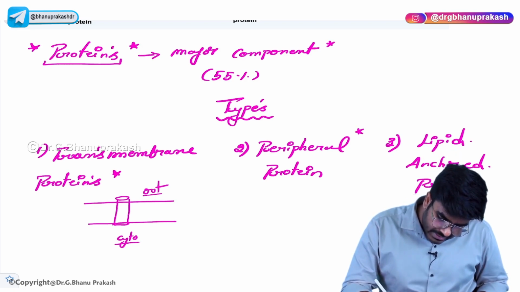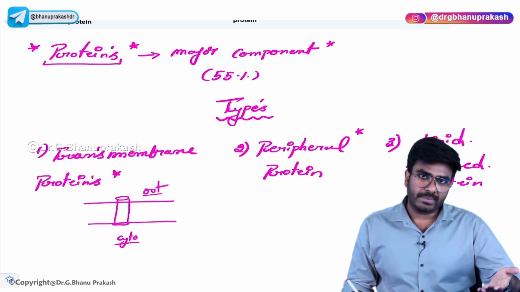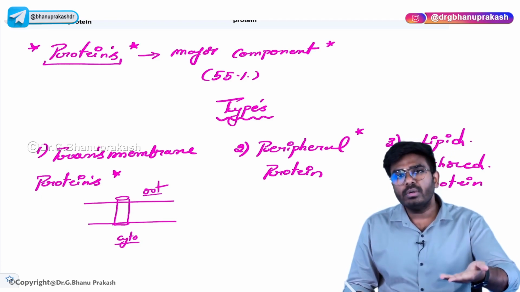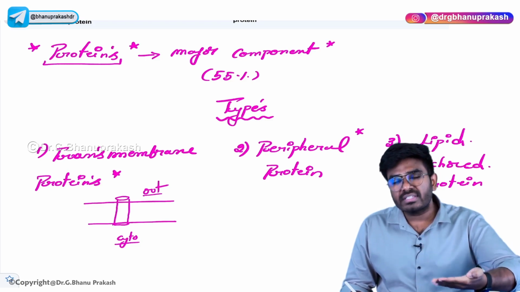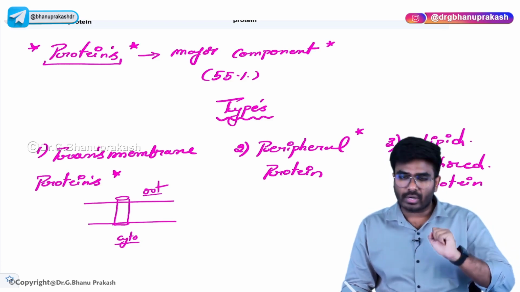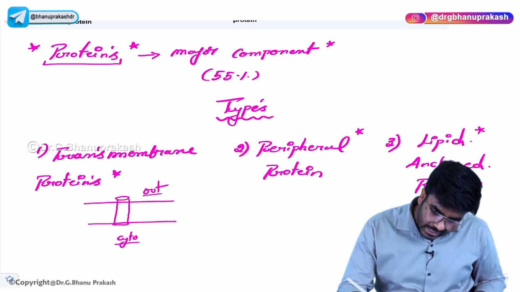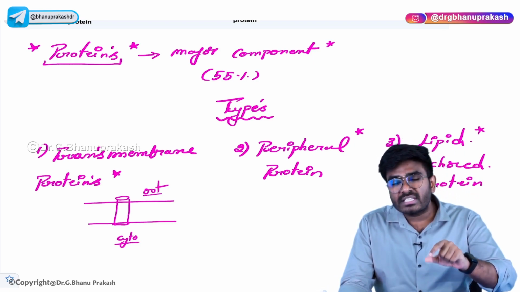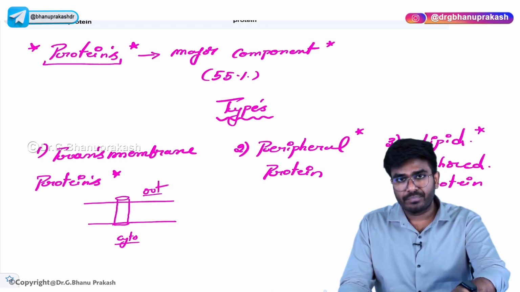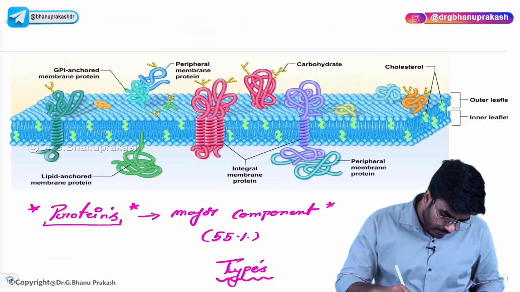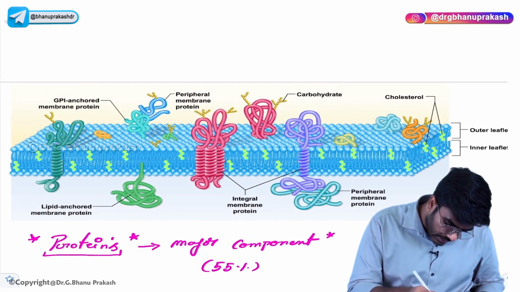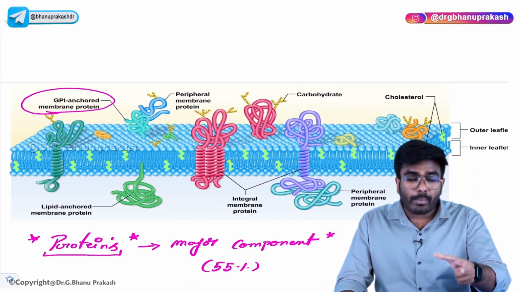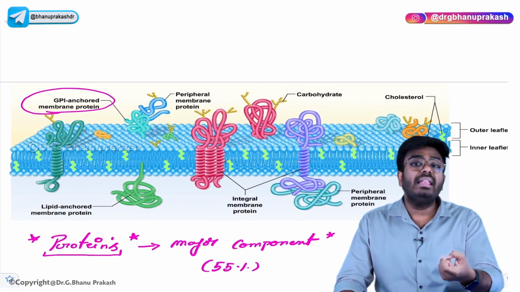Now peripheral proteins. Peripheral proteins are only present in the peripheries, either on the outside or on the inside, towards the outside of the cell or towards the cytoplasm. So these are the peripheral proteins. And the third type of proteins are the lipid anchored proteins. These proteins are attached to the cell membrane with the help of a lipid. You can clearly see here a GPI anchored protein. This is an example of a lipid anchored protein, a protein which is anchored with the help of a lipid.